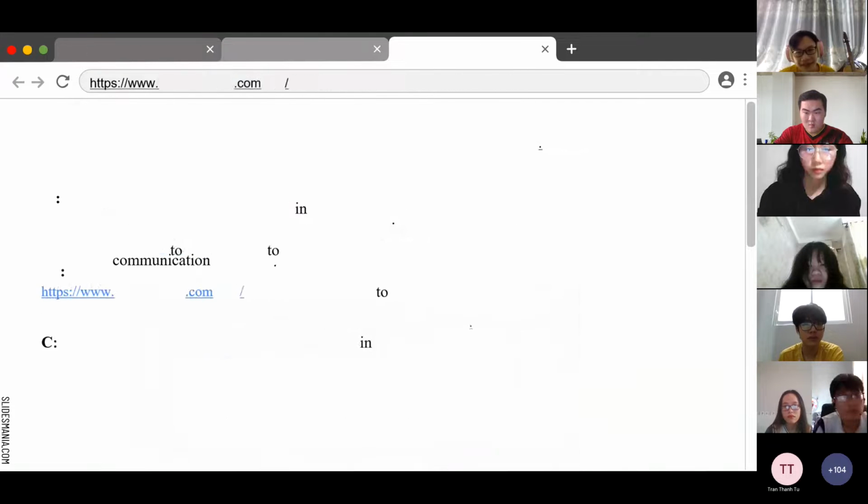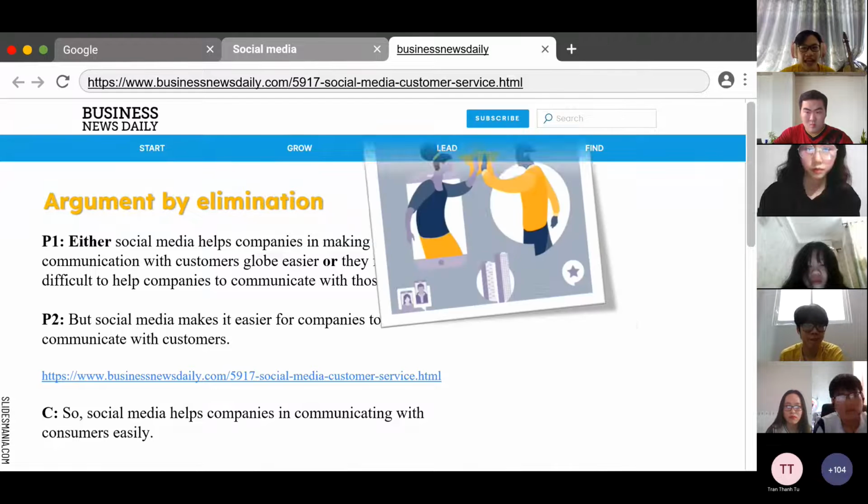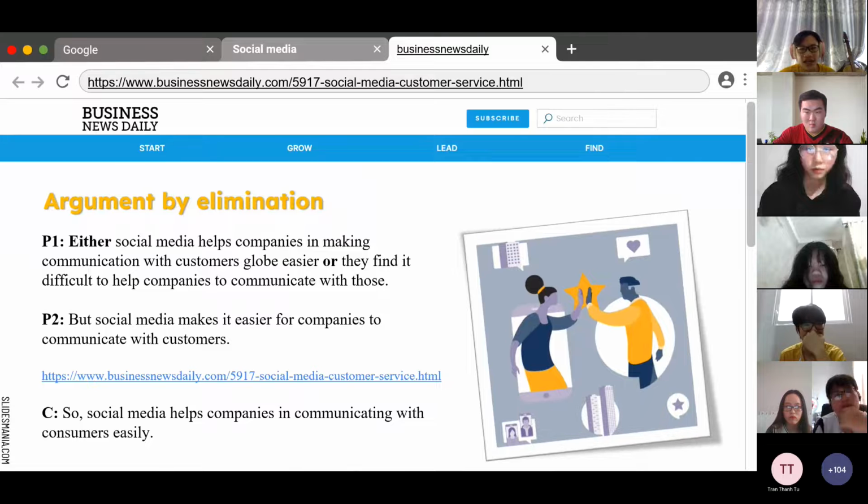The next, thirdly, what is argument by elimination? Argument by elimination seeks to logically rule out various possibilities until only a single possibility remains.